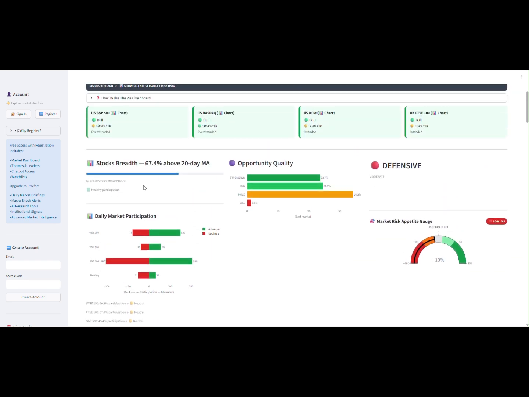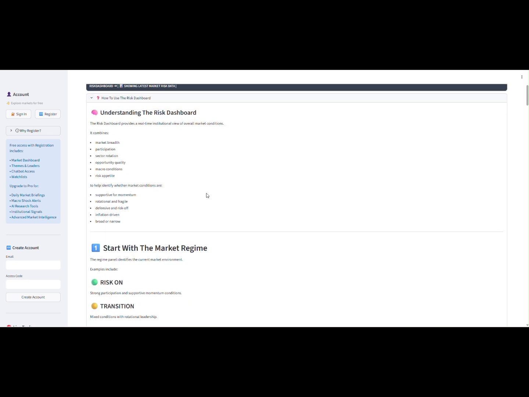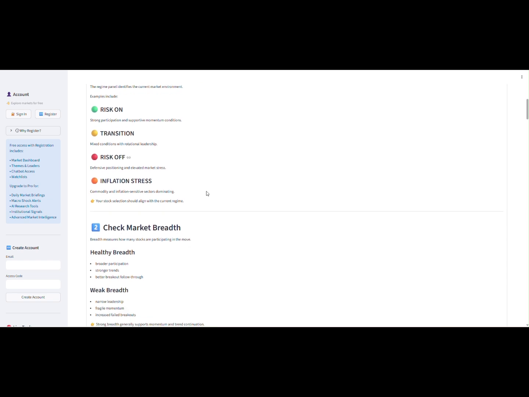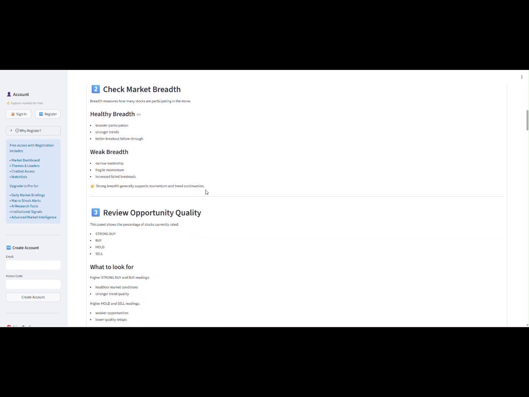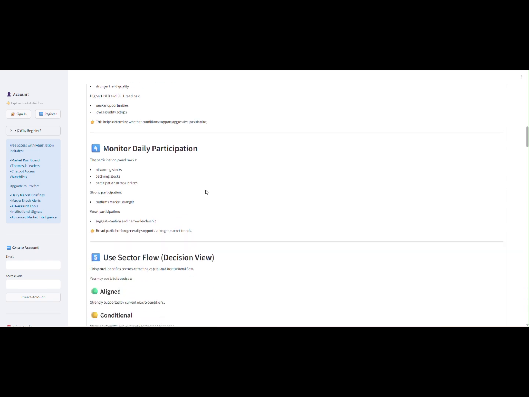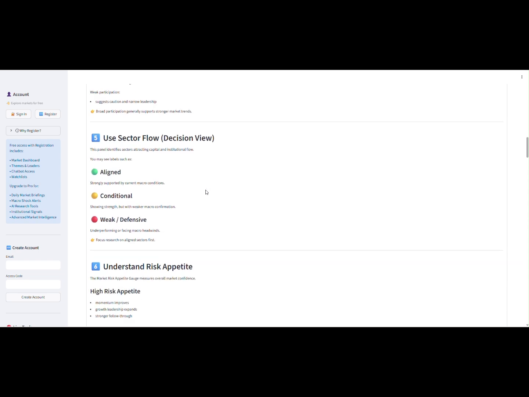Throughout the platform, the system uses a combination of scoring, leadership states, transition analysis, and macro context to build a more complete picture of the market environment. The overall objective of the Capital Flow system is to provide a structured framework for navigating complex market conditions with greater clarity, context, and consistency.